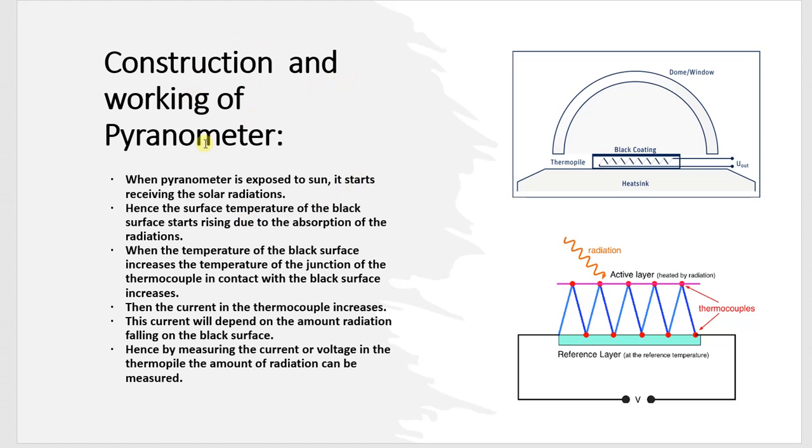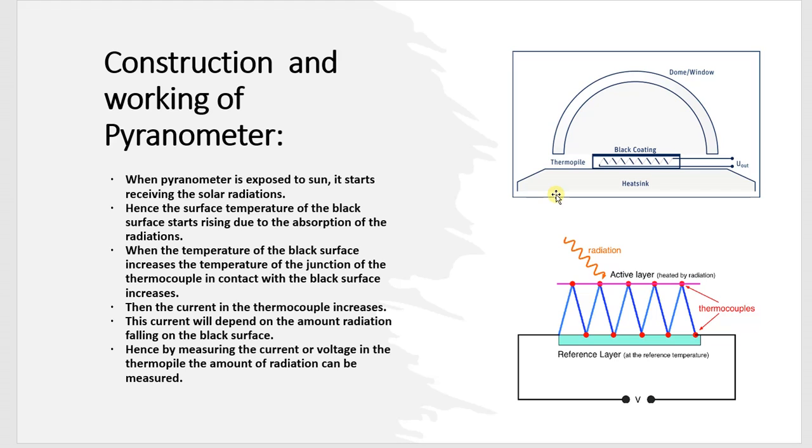So, regarding the working of a pyranometer that we have discussed: when the pyranometer is exposed to the sun, it starts receiving solar radiation. Hence, the temperature of the black surface starts rising due to the absorption of the radiation. When the temperature of the black surface increases, the temperature of the junctions of the thermocouple in contact with the black surface increases. Then the current in the thermocouple increases. This current will depend on the amount of radiation falling on the black surface. Hence, by measuring the current or voltage in the thermocouple, the amount of radiation can be measured. So, that is the principle of a pyranometer.